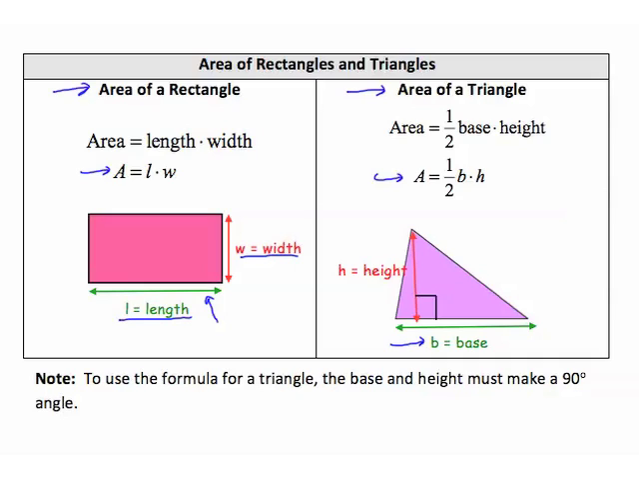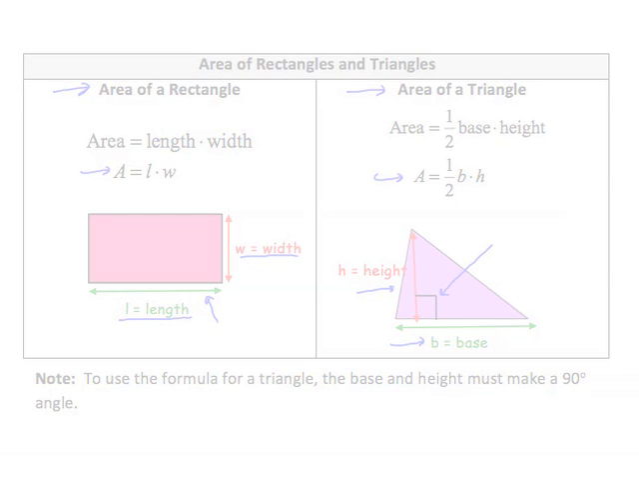Now, one thing to note here is that to use the formula for a triangle, the base and height must make a 90-degree angle. And you can see here we have this noted or measured there that this is a 90-degree angle. And that is because when we measure the height of something, we always want to measure straight up and down, which means we want to measure perpendicular to the base. If they had given us a measure right here on the side of the triangle, for this edge here, we wouldn't use that measure to find the height. We want to make sure when we're measuring height, we're going straight up and down or perpendicular to the base.